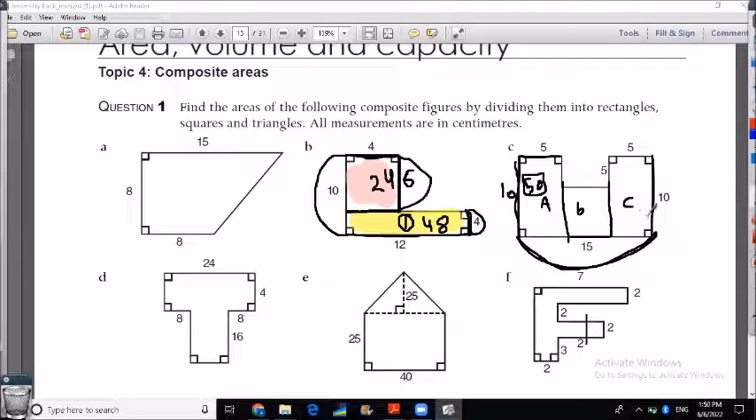All right, let's look at C. It's also easy. How can we find it? C here, this is 10, and this is 5. So the area of part C, 10 by 5, is also 50. Here you go. This is the area of the second part.